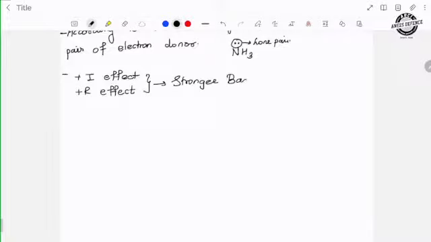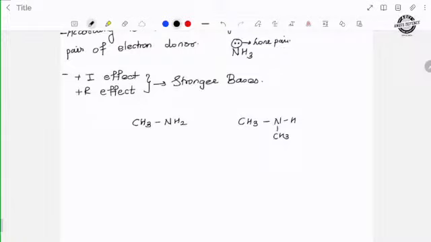How? For example, if I'm using CH3NH2, this is methanamine, okay? And if I'm comparing it with CH3NHCH3, the second structure, okay?